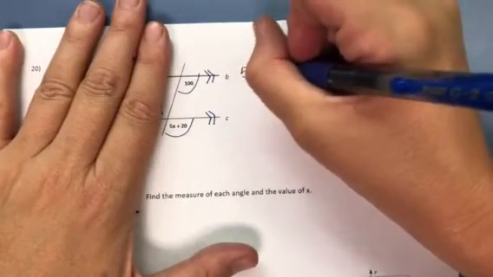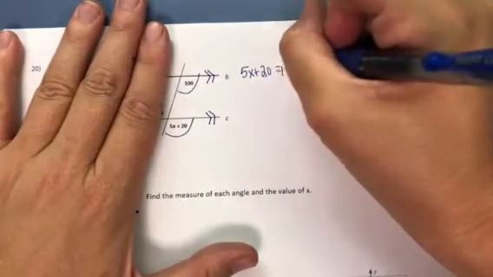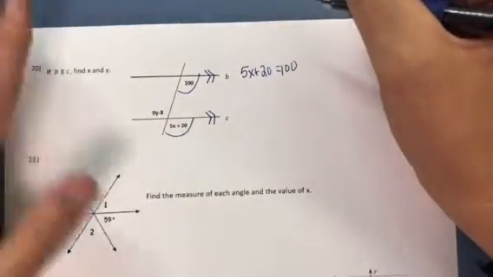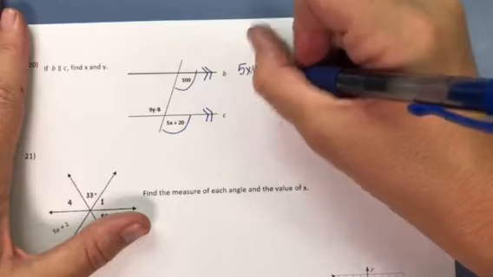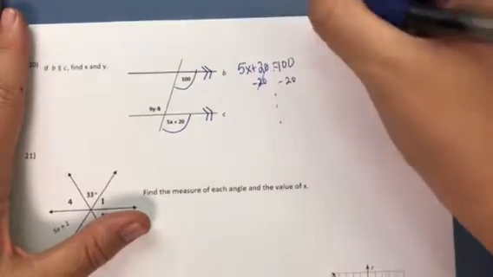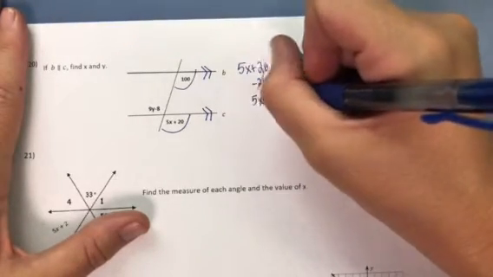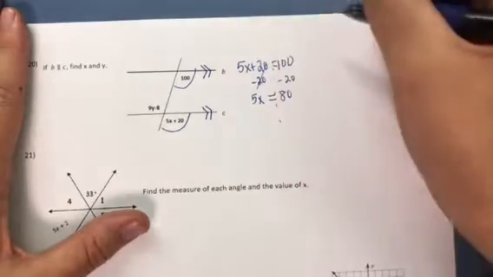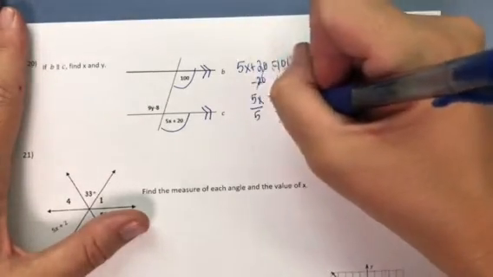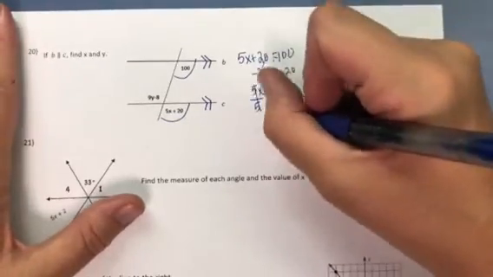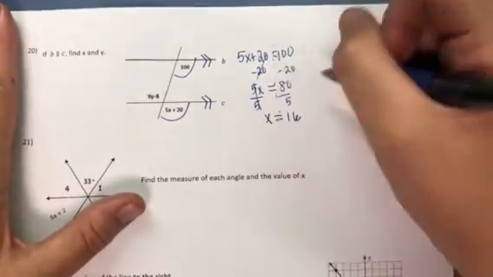So 5x + 20 = 100. All right, so from here, I want to subtract 20 from both sides. I get that 5x is equal to 80. And then I could divide both sides by 5. And therefore, x is equal to 16.